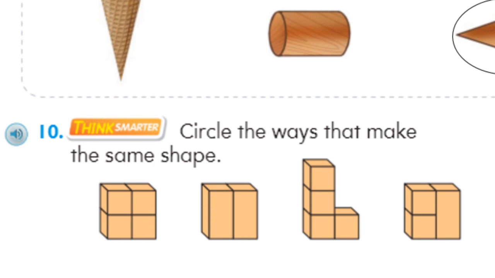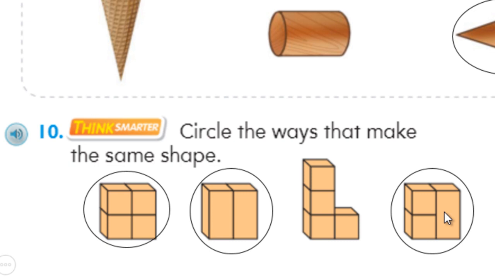In question number 10, circle the ways that make the same shape. Well, I can use any shape I want, but eventually I'm gonna have to get the same shape. Like when I put 4 cubes together, I'm gonna make a bigger cube. When I put 2 rectangular prisms together, I'm gonna get a big cube. But this is an L shape. It's a different shape. Here I used a rectangular prism and 2 cubes again to get a bigger cube. So this shape and this shape and this shape are the same. We use different parts to make them. But here I used the same parts, but I didn't make the same shape. They want me to circle only the same shape.